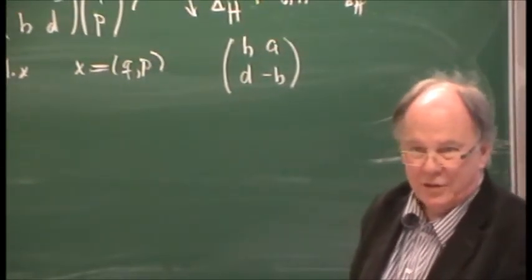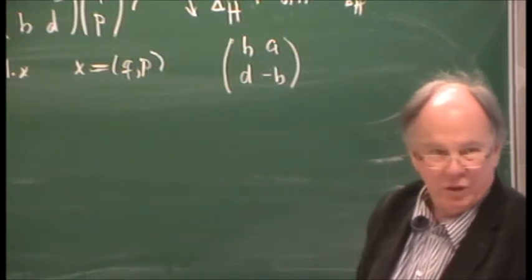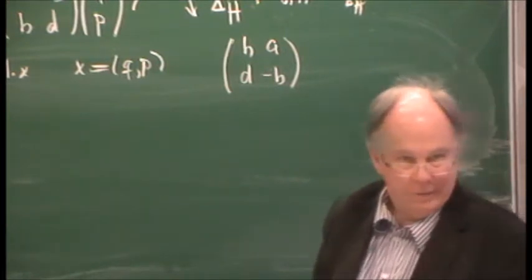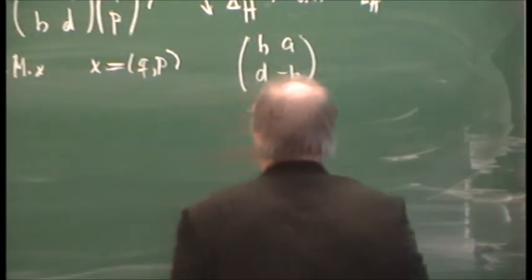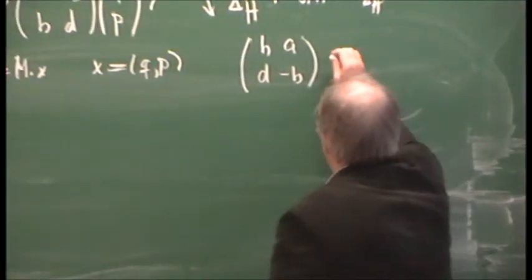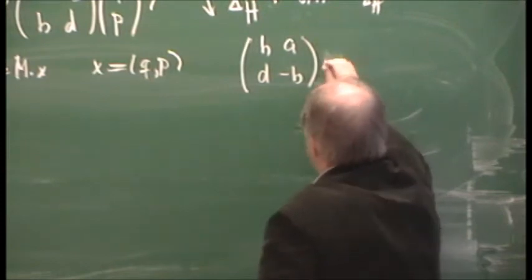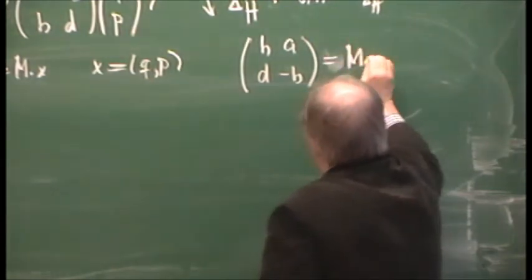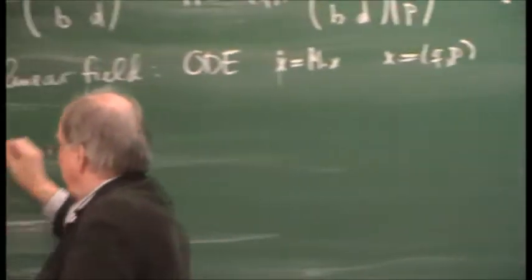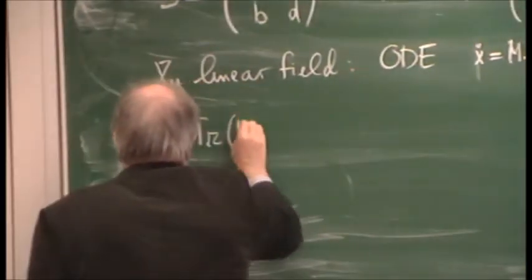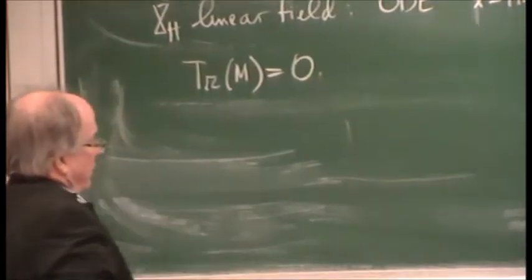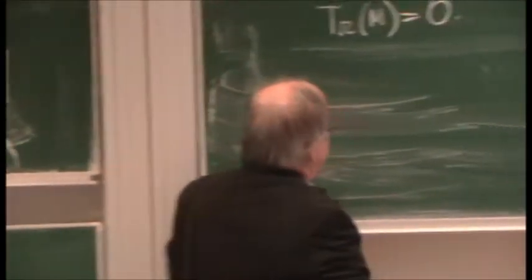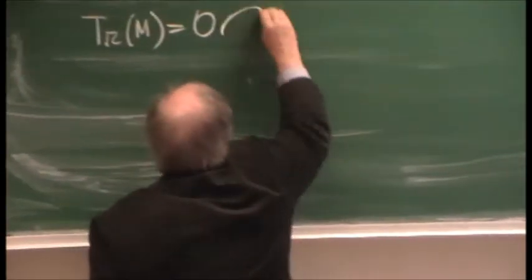But the main point is this is an arbitrary matrix of trace 0. Okay, this is an arbitrary matrix of trace 0. So the trace of this matrix, this is M, and the trace of this matrix is 0. So that's the ODE, and now the integral curves.